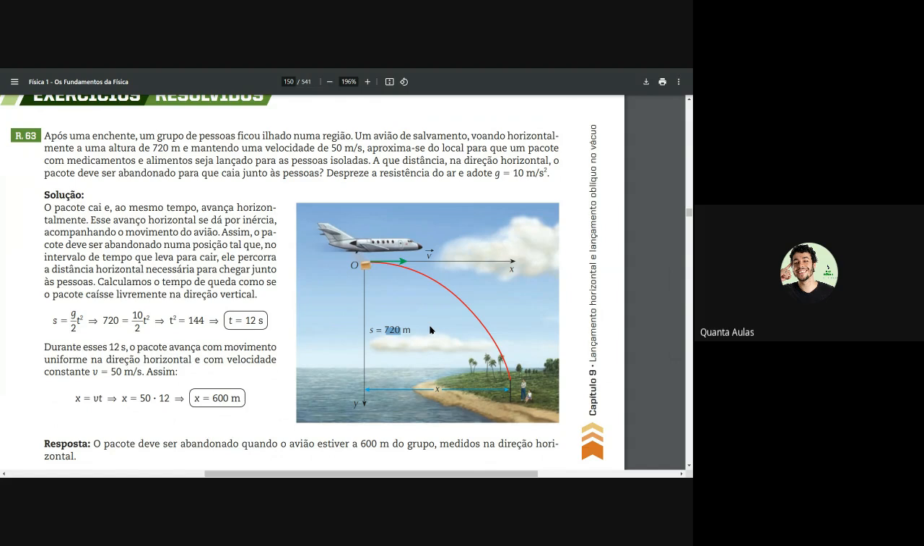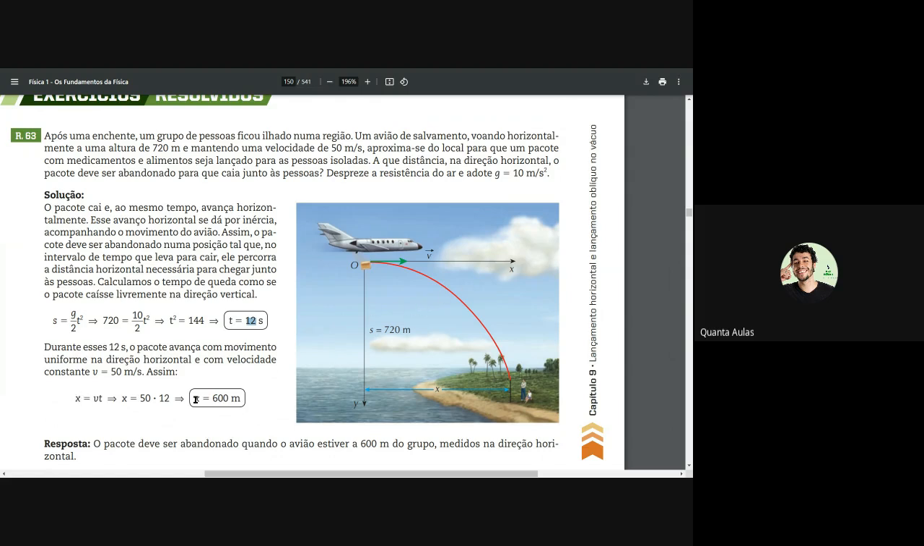720 meters. So we know this height, we know the gravity, we can get the time here. So we discover the time is 12 seconds. So 12 seconds to go down, but 12 seconds to go to the right in the same time, right? So we can use this time in another dimension, in the x dimension.